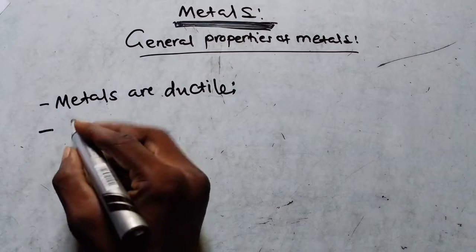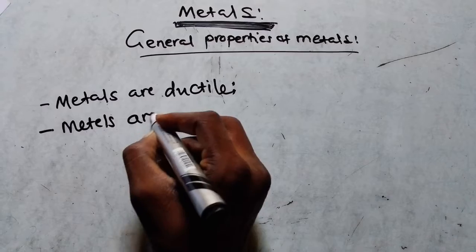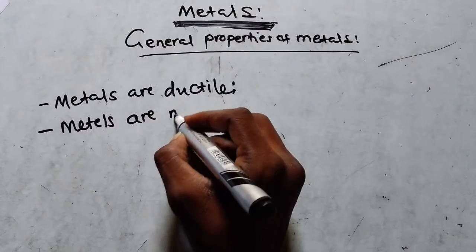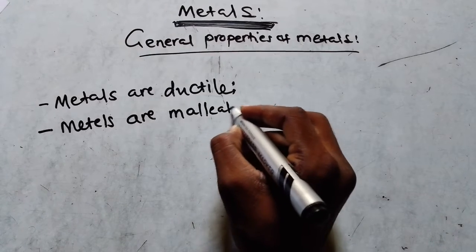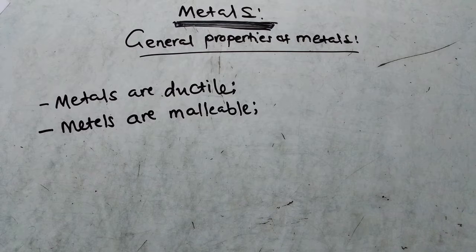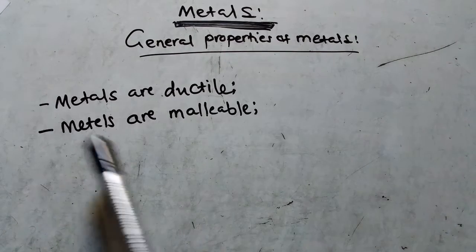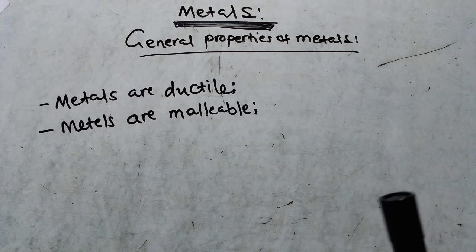Then second, metals are malleable. What do I mean? Metals are malleable. This simply means that metals can be drawn into sheets without breaking. Metals can be drawn into what? Sheets without breaking.